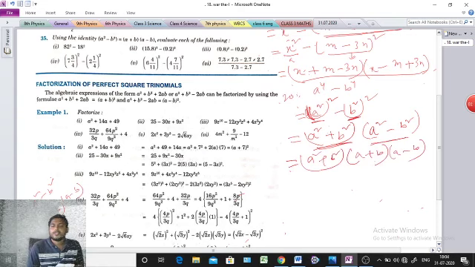Very easy. See, very easy or not? Very easy. Clear or not? Have you understood? And even in doubt, please you should inform me.